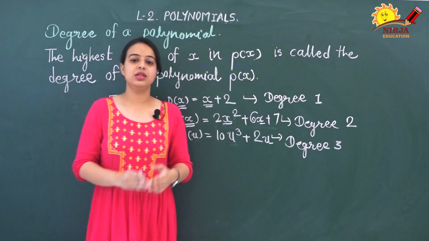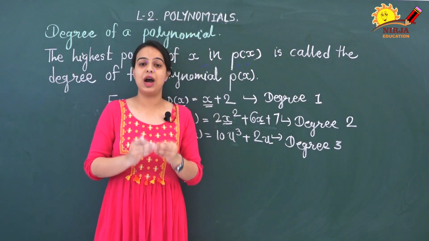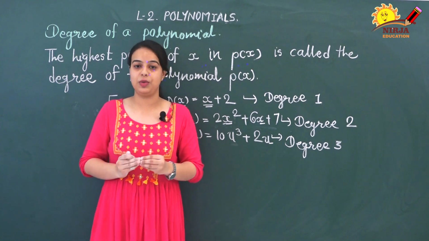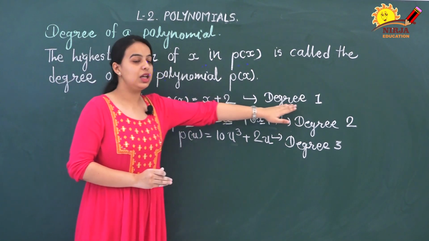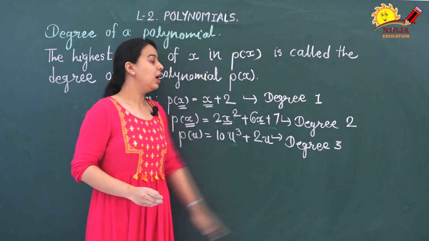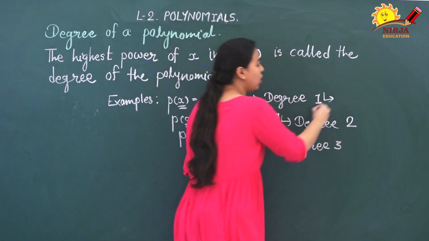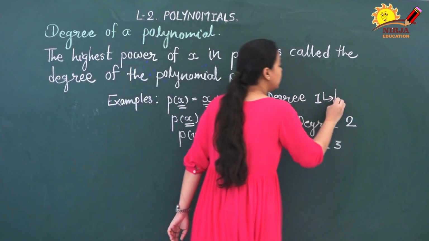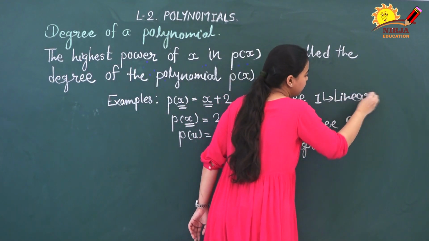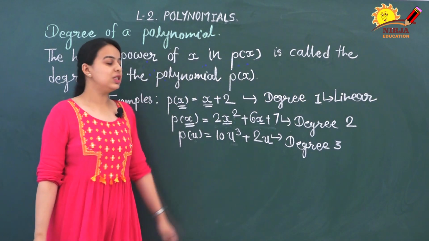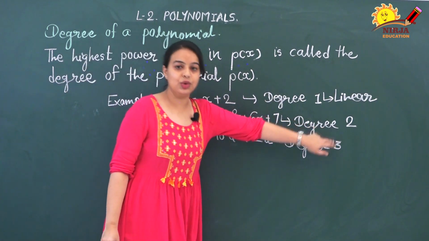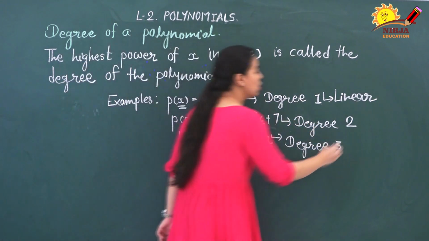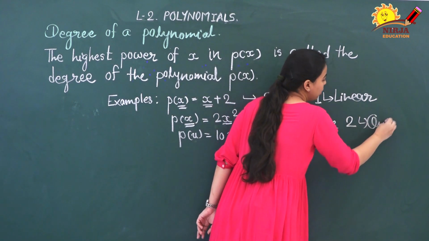So my dear students, now you have a clear idea about how to find the degree of a polynomial. Now, as you can see, the degree of this polynomial is 1, and the polynomials which have degree 1, we can call linear polynomials. The polynomials which have degree 2 are known as quadratic polynomials.